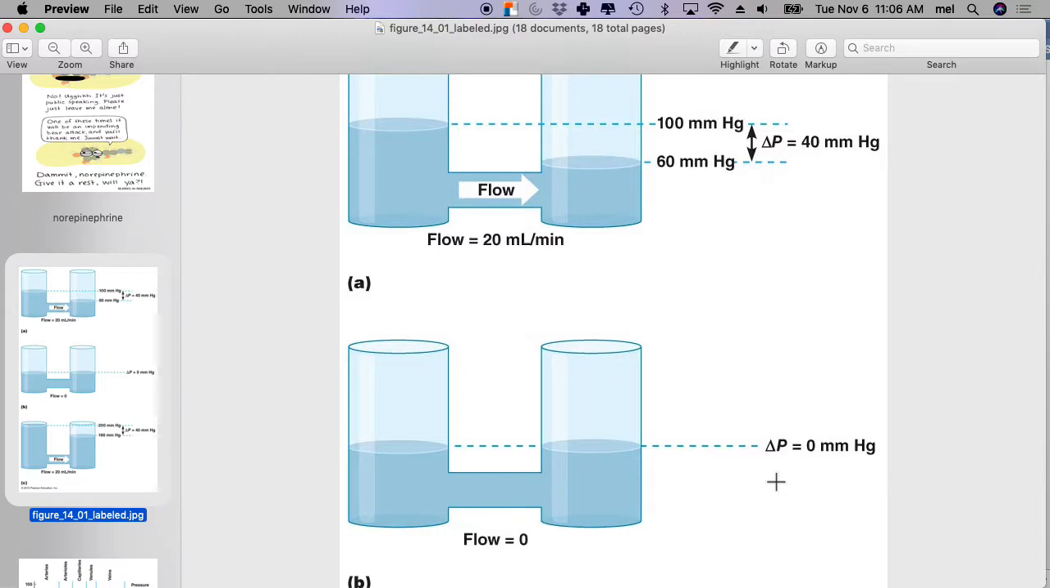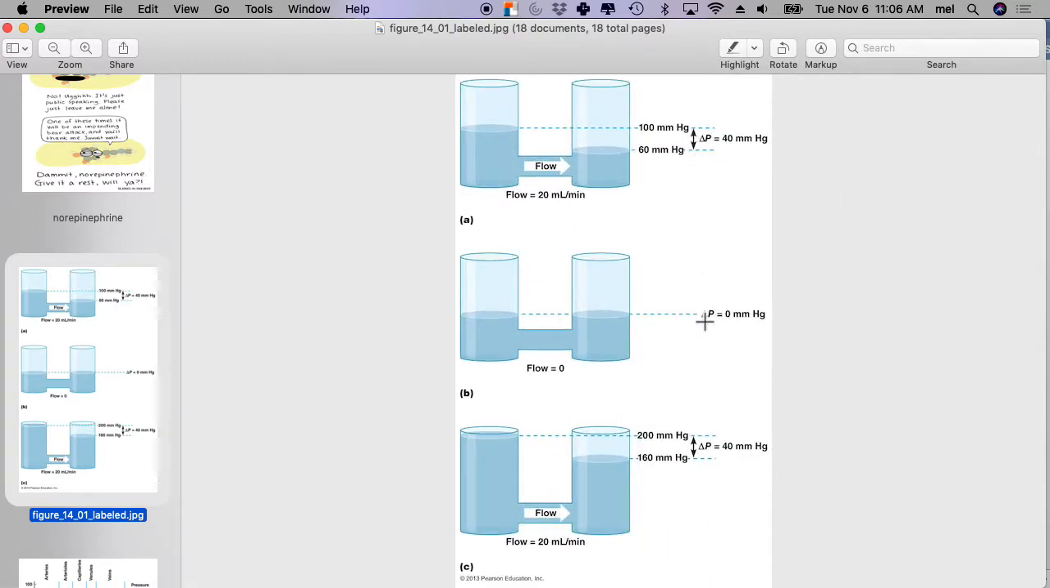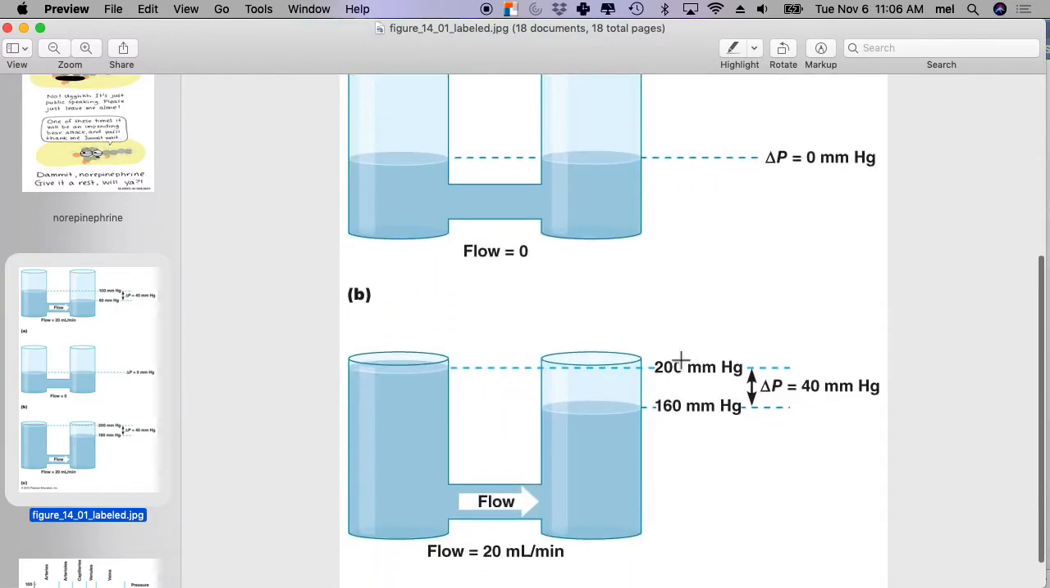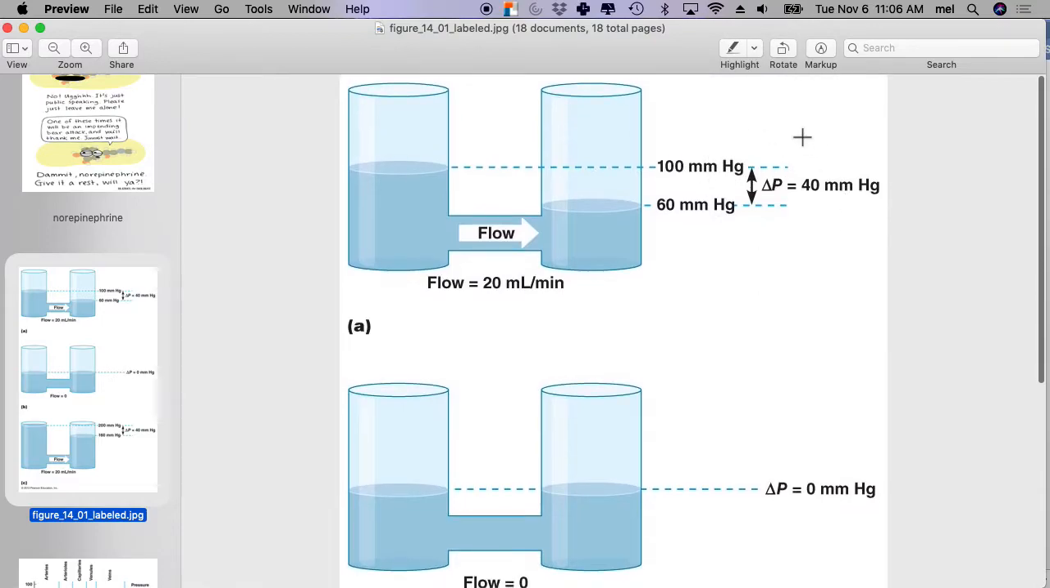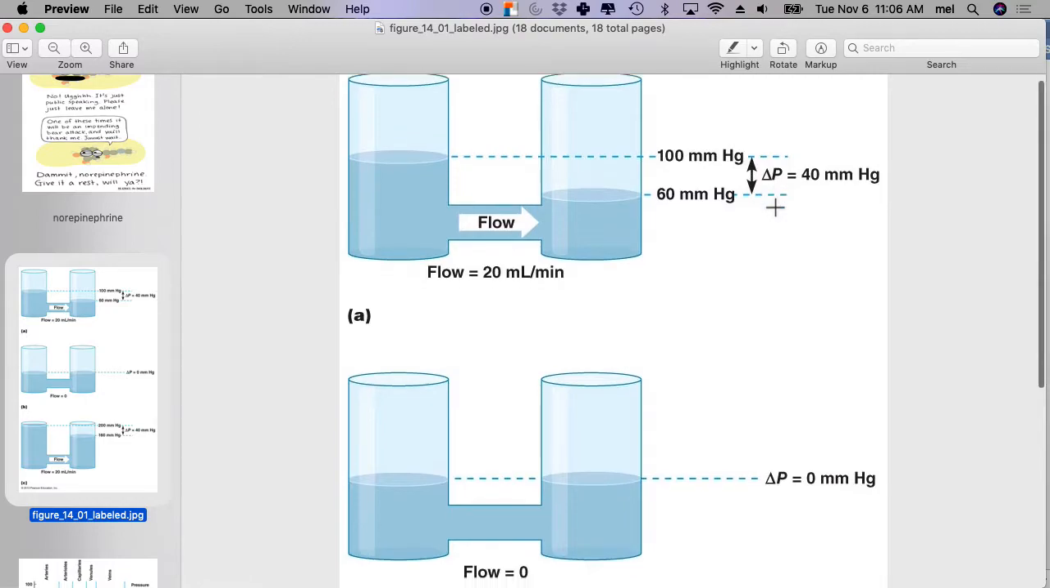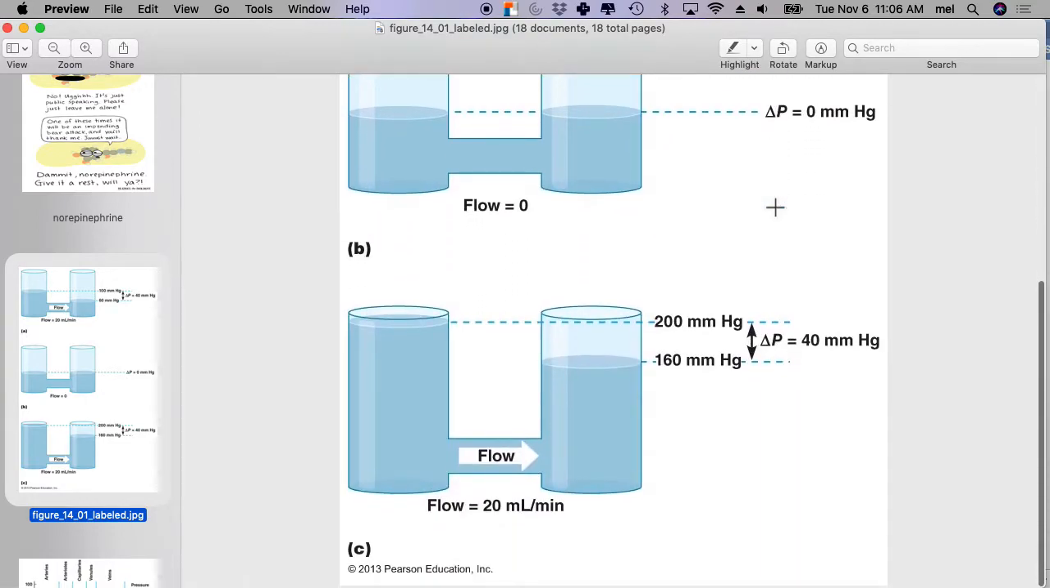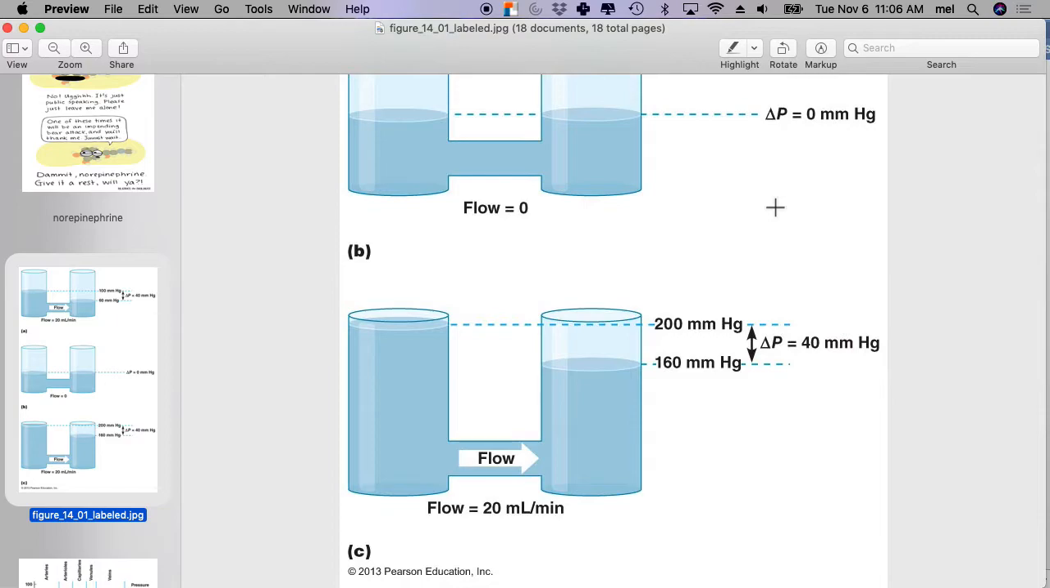Good? But this is important for you to think about related to hypertension. Please look at the bottom one and see that you can get exactly the same amount of flow at much higher pressures, right? Because it's really delta P, not P, that matters. So let's look at this one. This is 20 compared to 160. The delta P is still 40 and the flow is still 20. It's exactly the same as this one. But which one is going to be harder on the system over time? A or C? C. It's going to be harder because it's hard for the heart to generate that much pressure. It's going to have to work harder.